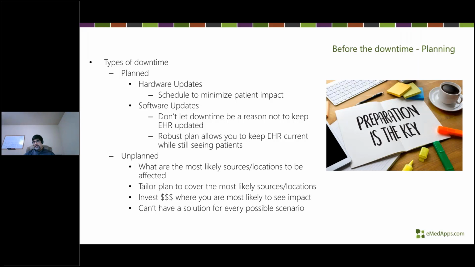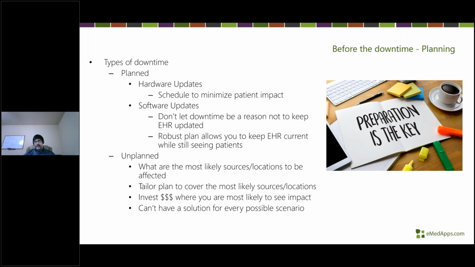Schedule these hardware events to minimize the patient impact. So overnight, weekends, times when I'm not going to have patient impact, I want to focus on getting these hardware updates done and making sure my system is available, updated, and ready to go.